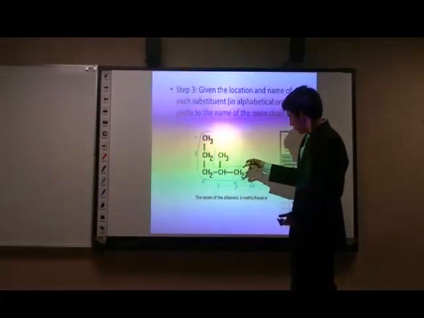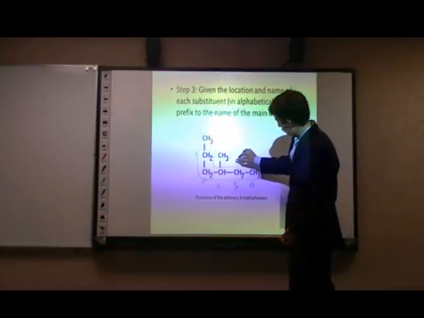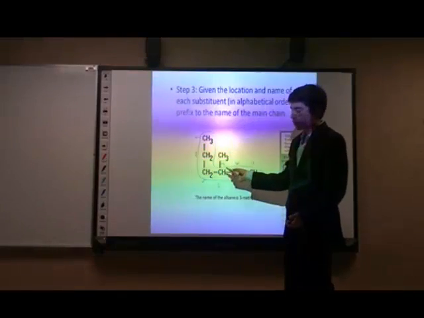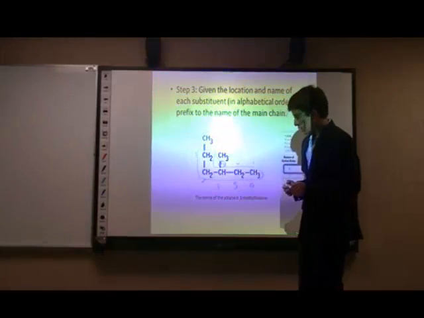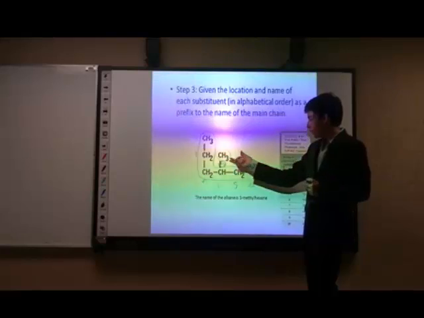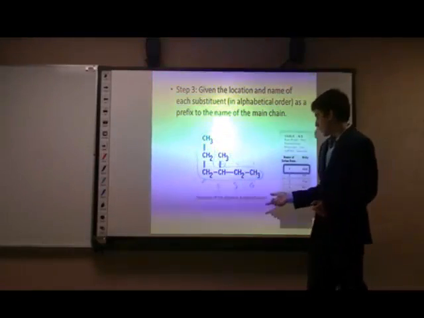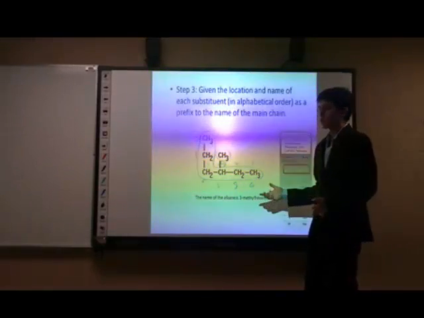If we name it the other way, it will be 1, 2, and 3. So the lowest number will be 3. Since it is just one carbon here, it is named meth. So it's a 3-methyl hexane because it has 6 carbons.